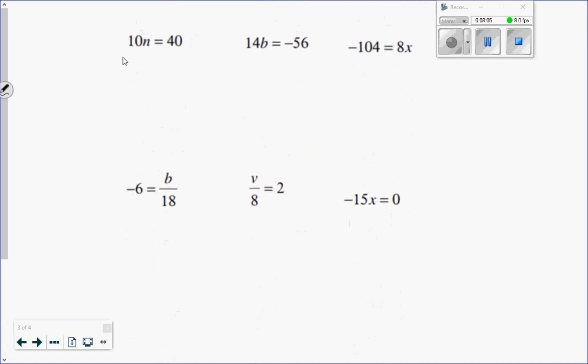If we look at this first problem, we have 10n equals 40. 10n is the same as saying 10 times n. So to get the 10 away from the variable, we do the opposite of multiplying, which is dividing. 10 divided by 10 becomes 1, or just n. 40 divided by 10 becomes 4. I'm going to ask you to try these two while we pause the video.